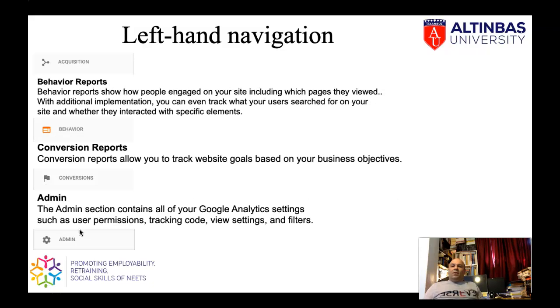The behavior reports show how people engage on your site, including which pages they viewed and their landing and exit pages. With additional implementation, you can even track what your users search for on your website and whether they interacted with specific elements of your website. Conversion reports allow you to track website goals based on your business objectives. The admin section contains all of your Google Analytics settings such as user permissions, tracking codes, view settings, and filters.